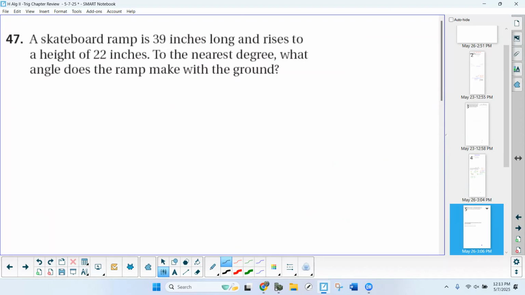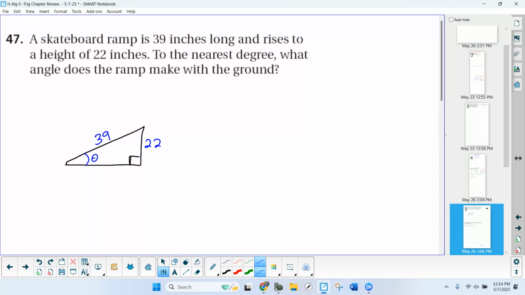Skateboard ramp is 39 inches long and raises to a height of 22. What should we do? Draw a picture. Where does the 39 go? On the hypotenuse, guys, the ramp is 39 inches long. That's here. The height is 22. Where's that go? That's here, 22. If I measure your height, that's the vertical distance. To the nearest degree, what does the angle make with the ground? I need to know this angle, theta.